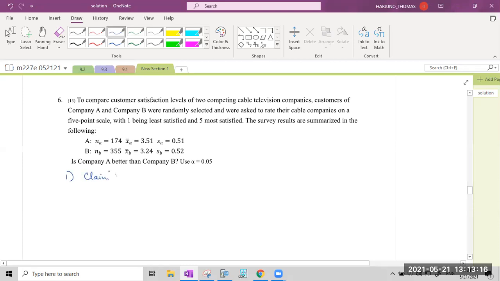So this is actually a comparison of two means, right? And that's not matched pair. This is the independent case. So company A is better than company B.